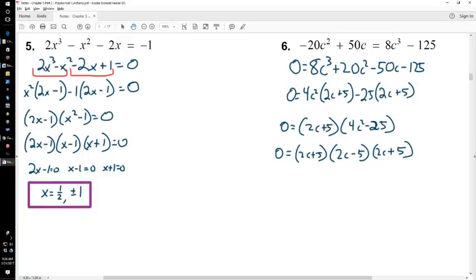And if you want to, you can write this as a 2c plus 5 squared. If you were to write it in factored form, that's what you would do. You'd write it like that. But it's okay. We're going to leave it like this. Since it's that way, we only have to write it once.